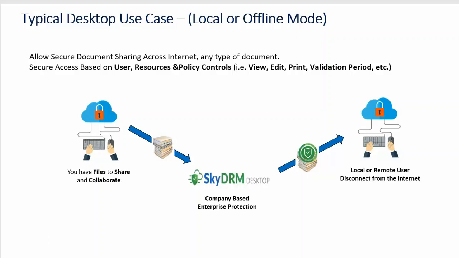A typical desktop use case for local or offline mode will allow us to secure documents across the internet and locally on the user's desktop. So in this case, we have files that we want to share between users within a project using the SkyDRM desktop, as well as a browser-based access from the user, and allowing local or remote access, even in disconnected mode, from the internet.